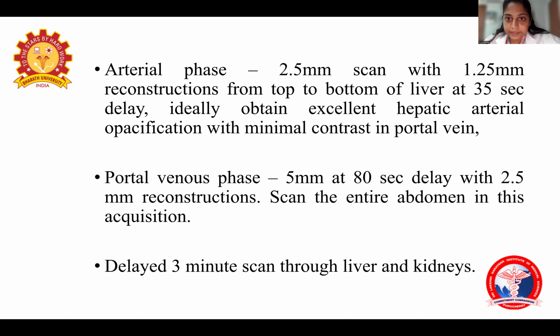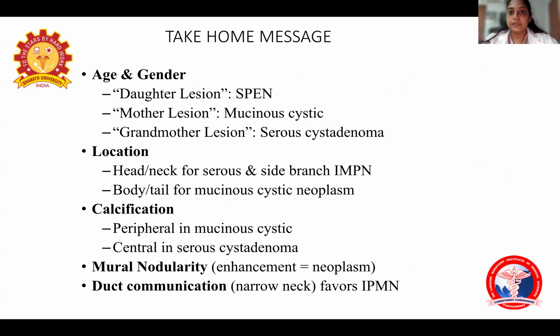I'll tell you the detailed arterial, portal and delayed phases. Coming to the arterial phase, it is a 2.5 mm scan reconstructed from the top to the bottom of the liver, ideally obtaining excellent hepatic arterial opacification with minimum contrast in the portal vein. Coming to the portal venous phase, it is a 5 mm scan with a delay of 80 seconds, with 2.5 mm reconstructions. Scan the entire abdomen in this acquisition. Coming to the delayed phase, it is usually a 3-minute scan through the liver and the kidneys.